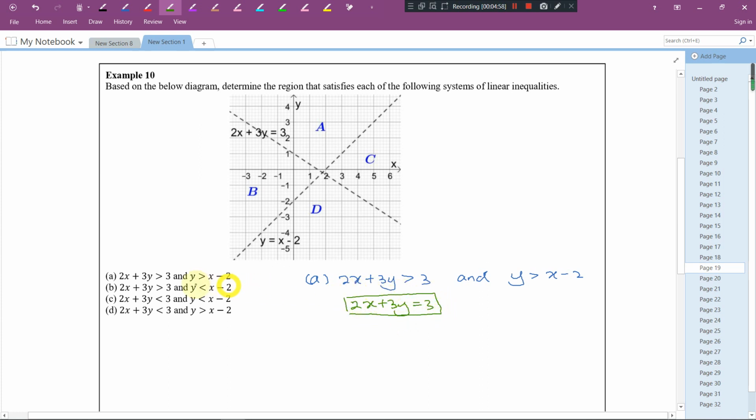Okay, you will notice that all the symbol here is greater than or less than. That's why the two lines drawn here are using dotted line or dashed line. Okay, 2x plus 3y is equal to 3. This will be the line. Greater than is on the top here. Okay, we just make some marking here first.